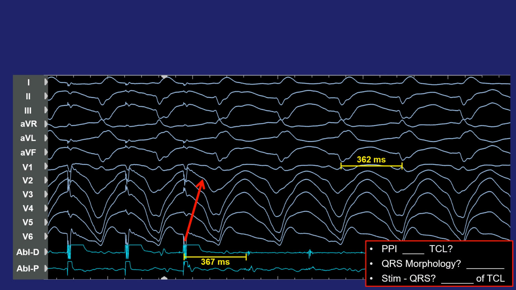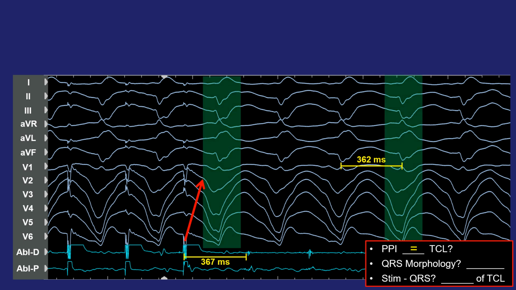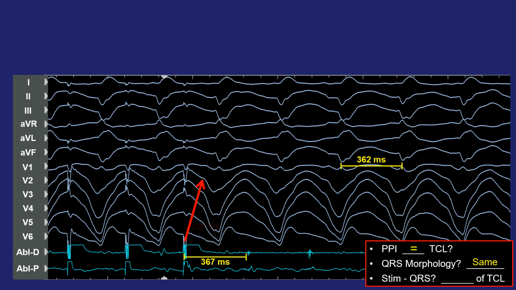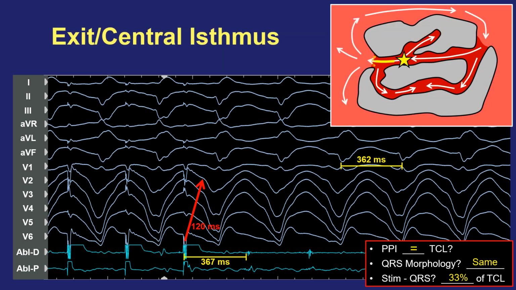So let's go through our checklist once we've determined the correct post-pacing interval, which in this case is basically the same. It's within 5 milliseconds of the tachycardia. The QRS morphology is the same, so we're exiting out the same way during entrainment as the VT. And the stim to QRS timing here is 120 milliseconds. When you compare that to the VT cycle length, that's 33%.